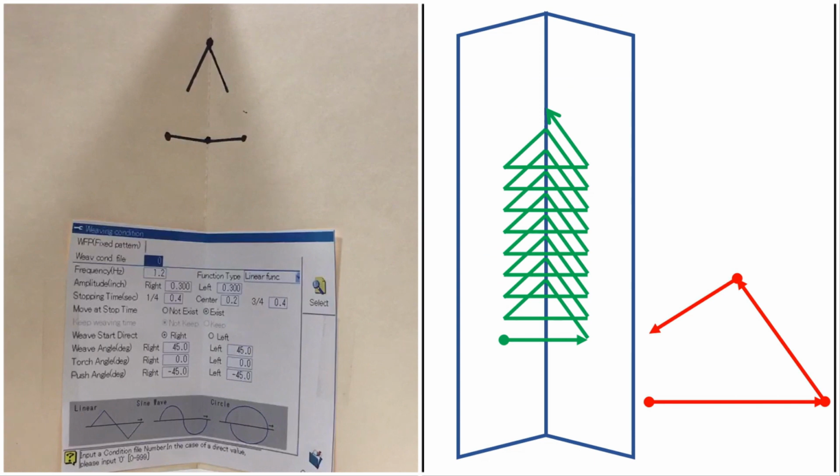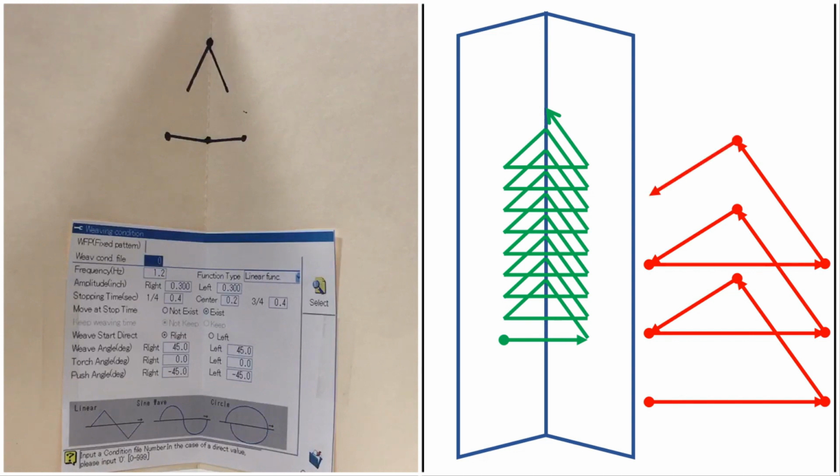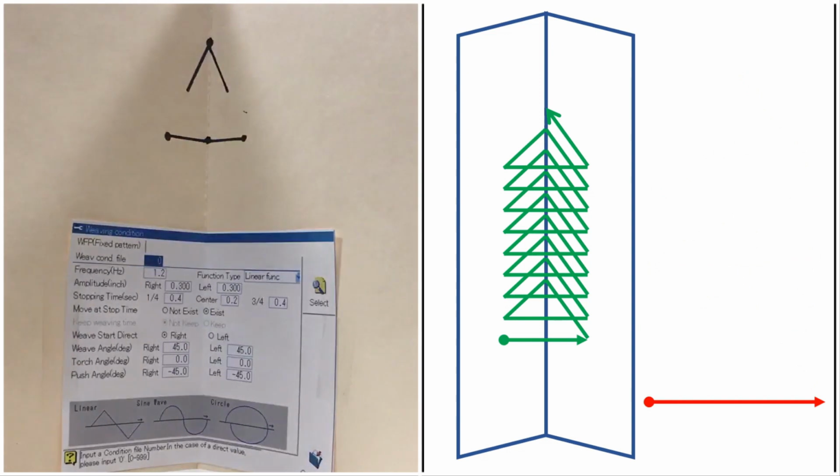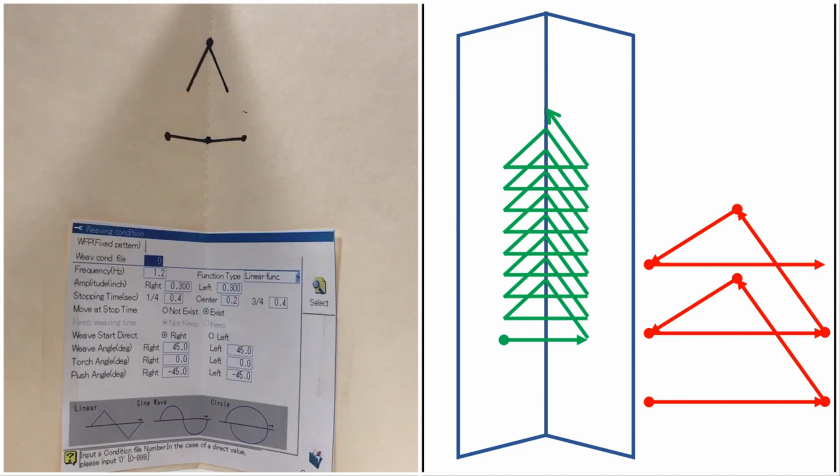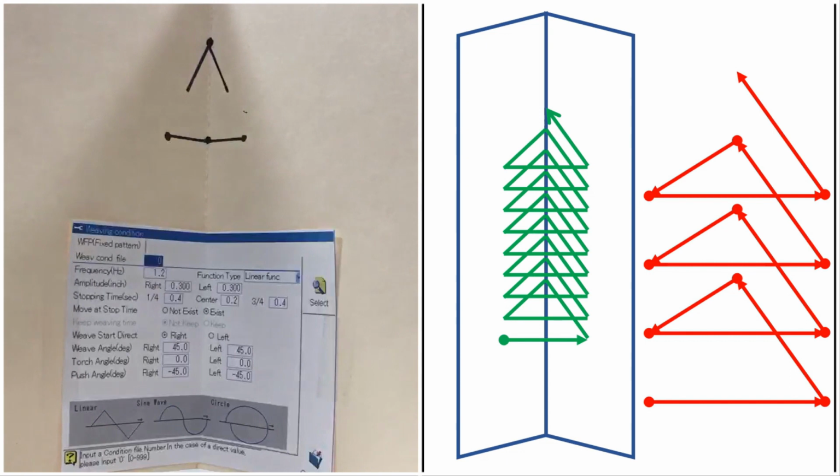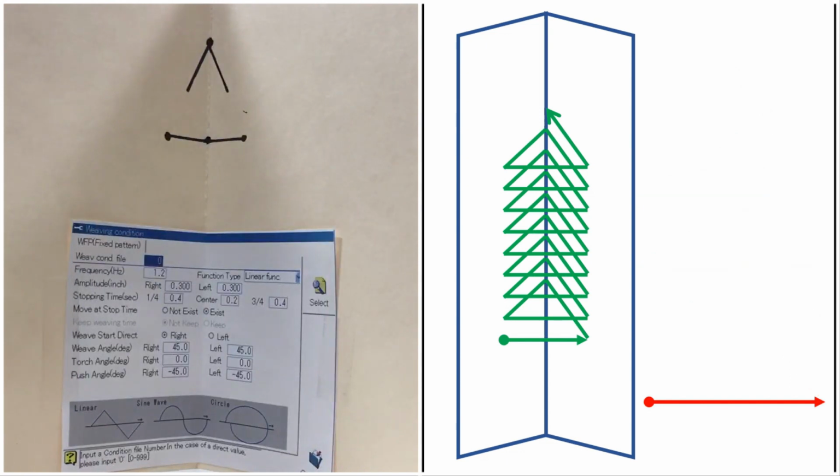In this video, we'll explain the vertical up triangle weave with the OTC robot. The first parameter is the frequency. That's how many times per second the torch travels from side to side. The next parameter is amplitude, right and left. That's the distance that the torch travels side to side.